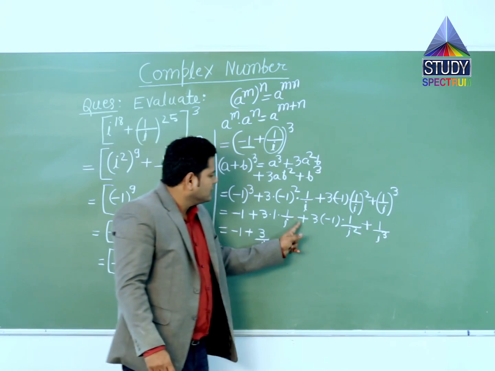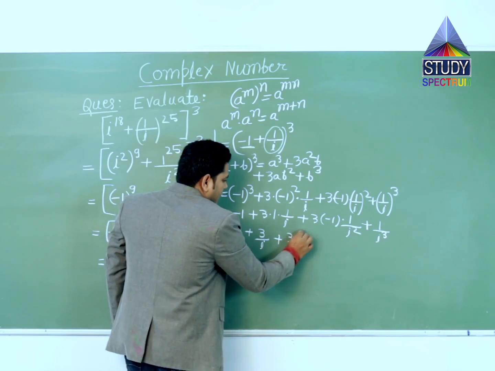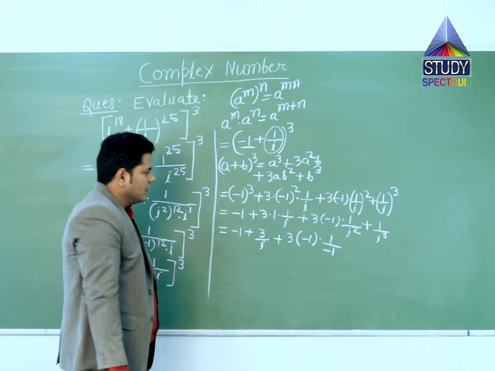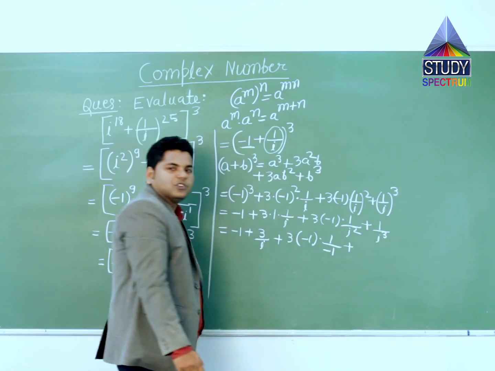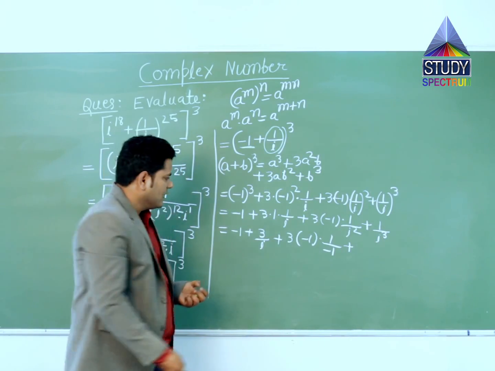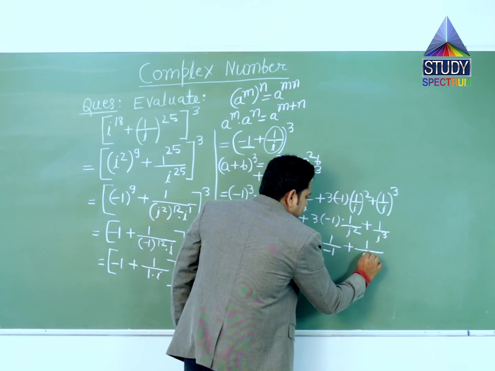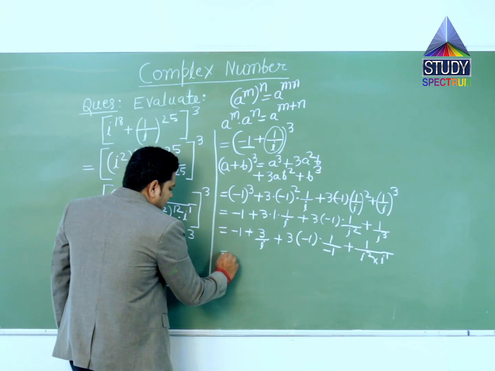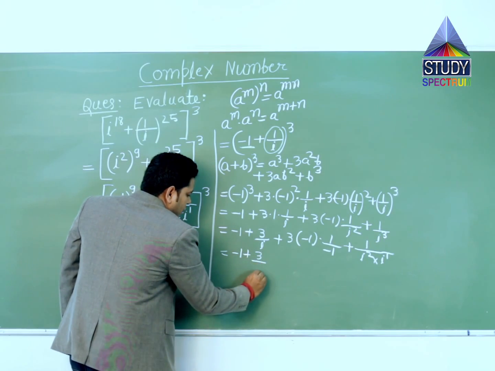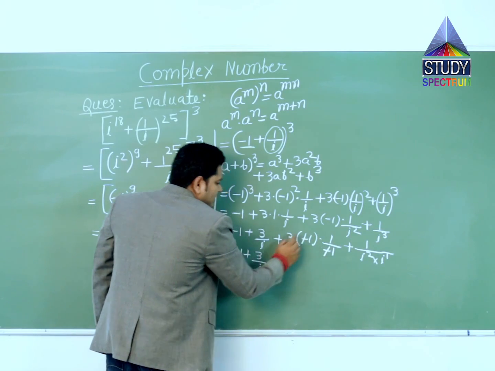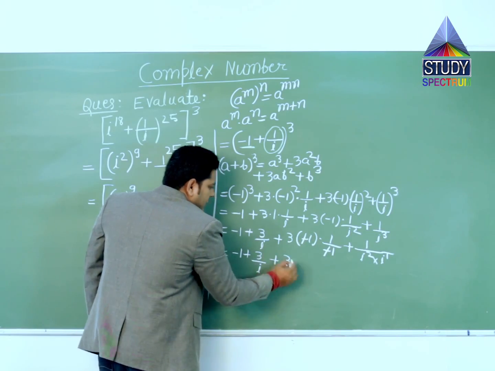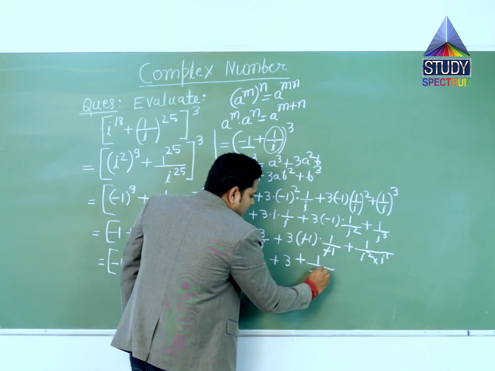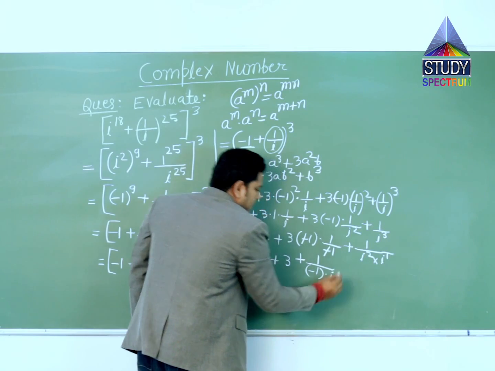Okay. Plus 3 into minus 1 and 1 by 1, our i square is minus 1. Now we can write i cube in terms of 2, so we can write i square into i. Got it? So we'll get minus 1 plus 3 by i, minus minus is cancelled, so plus 3 we will get. Okay. Here you can write 1 by i square is minus 1 and i to the power 1 is i.